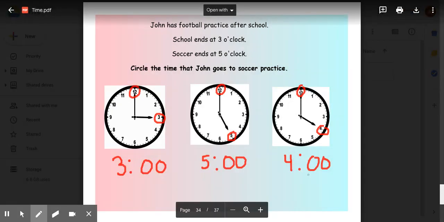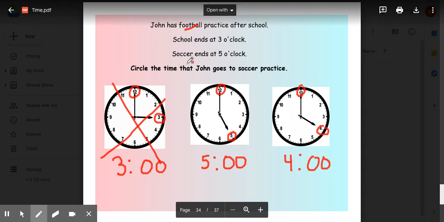Now let's go back to our problem. John has soccer practice after school. School ends at 3 o'clock. So if school is ending at 3 o'clock, he can't go to practice at the same time school is ending. So it's not this clock.